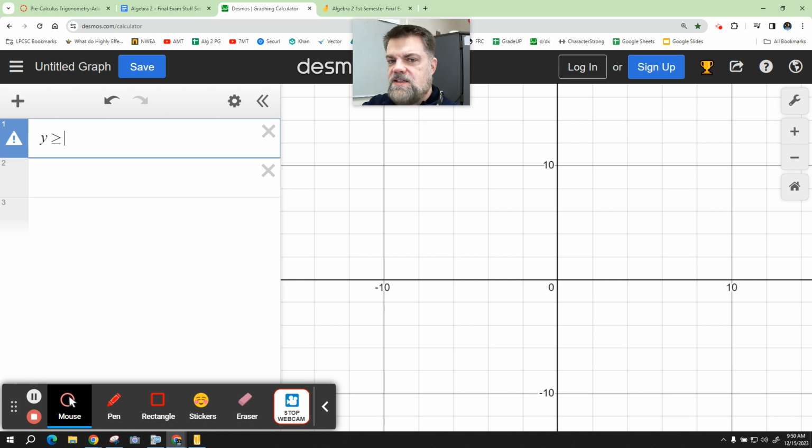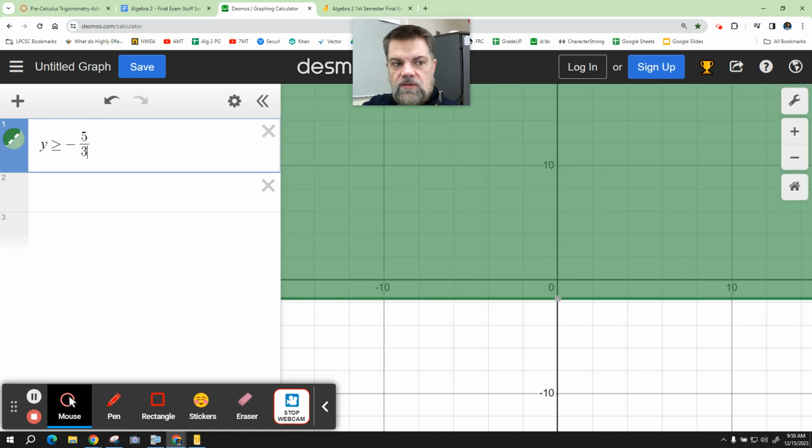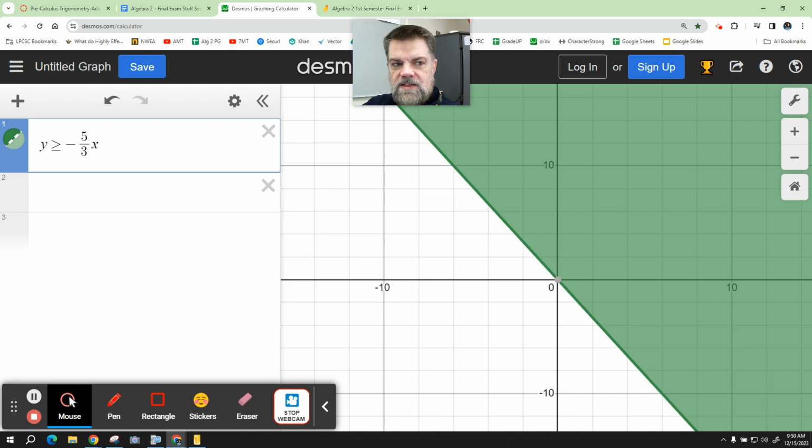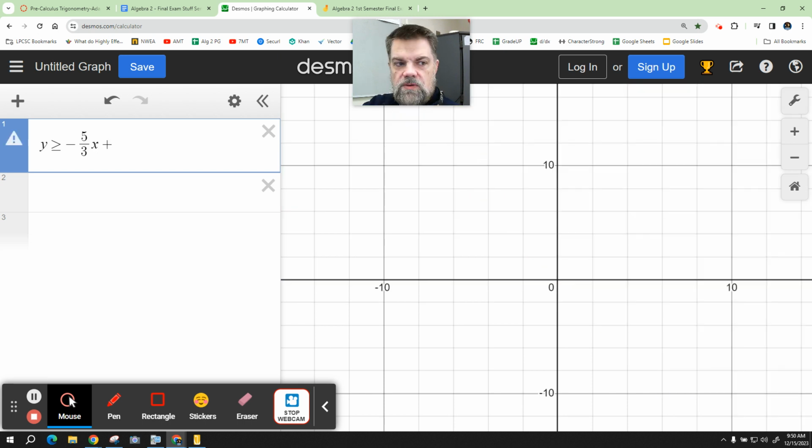So well, you can't see it, but I'm hitting the greater than symbol, and then as soon as I hit the equal button on my keyboard, it switches it over to greater than or equal to. And then from there, I say negative 5 divided by 3. See how it's shading above? X plus 2.